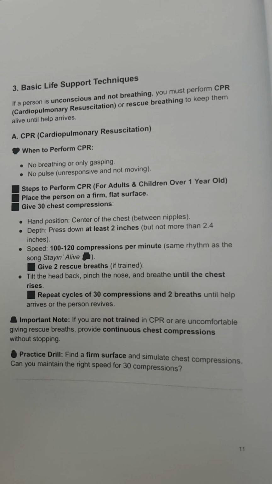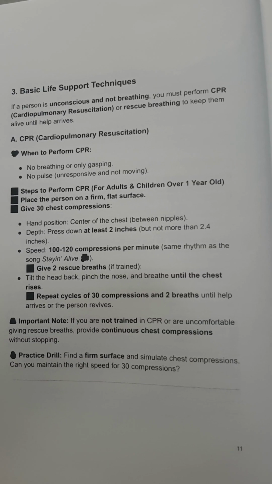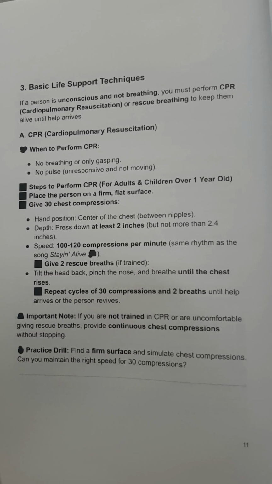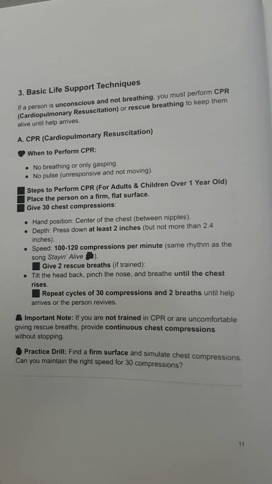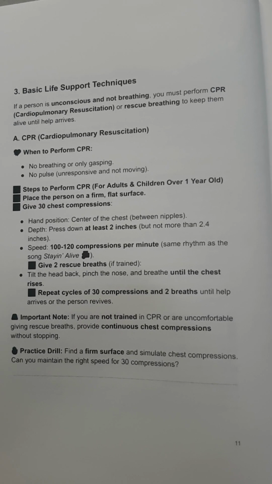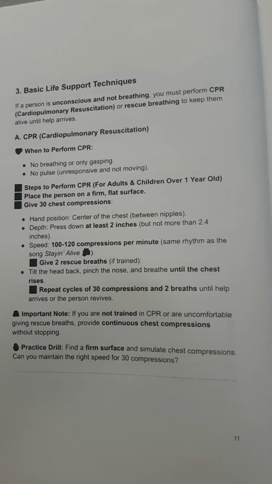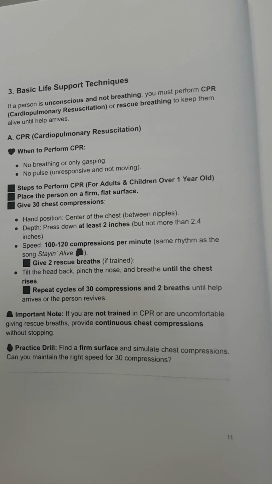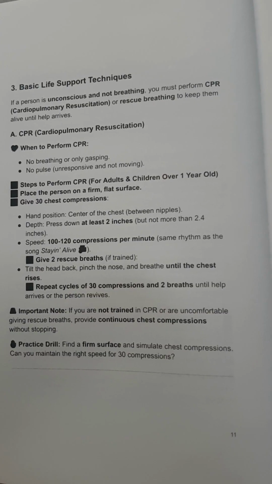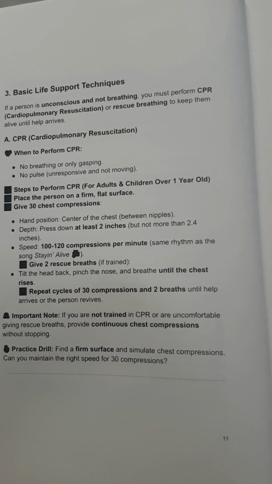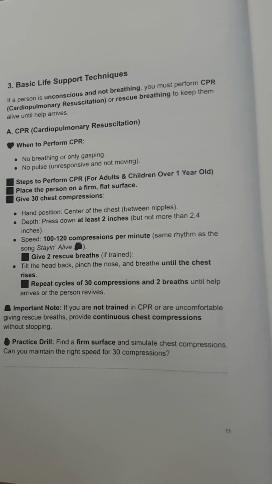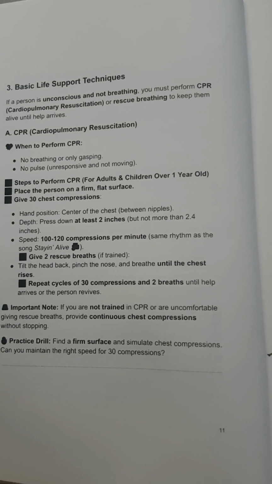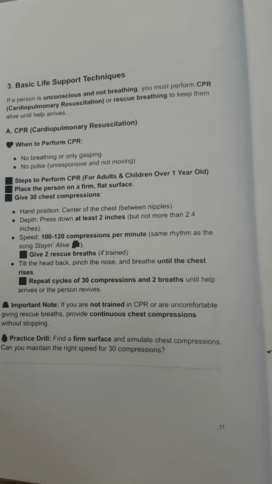Steps to perform CPR for adults and children over 1 year old. Place the person on a firm, flat surface. Give 30 chest compressions. Hand position: center of the chest, between the nipples. Depth: press down at least 2 inches, but not more than 2.4 inches. Speed: 100 to 120 compressions per minute, the same rhythm as the song Stayin' Alive.